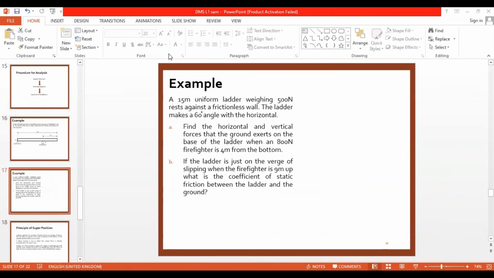So there is a question for you. This question does not have a diagram, so first you need to read the question, then draw the diagram and apply the forces. If necessary, break it into free bodies, or if it is not necessary, then don't do that. And finally find the answer.